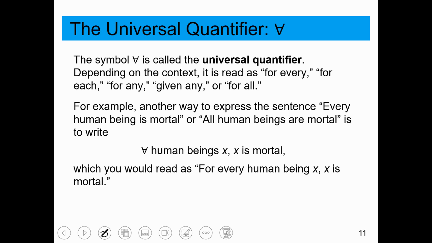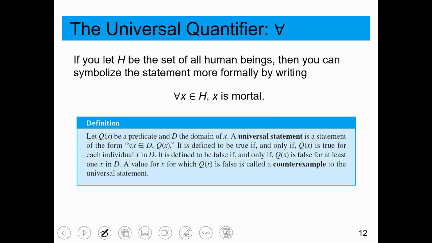For example, another way to express the sentence, every human being is mortal, or all human beings are mortal, is to write the universal quantifier symbol, human beings, x is mortal, which you would read as, for every human being x, x is mortal. If you let H be the set of all human beings, then you can symbolize the statement more formally by writing, for all x in H, x is mortal.